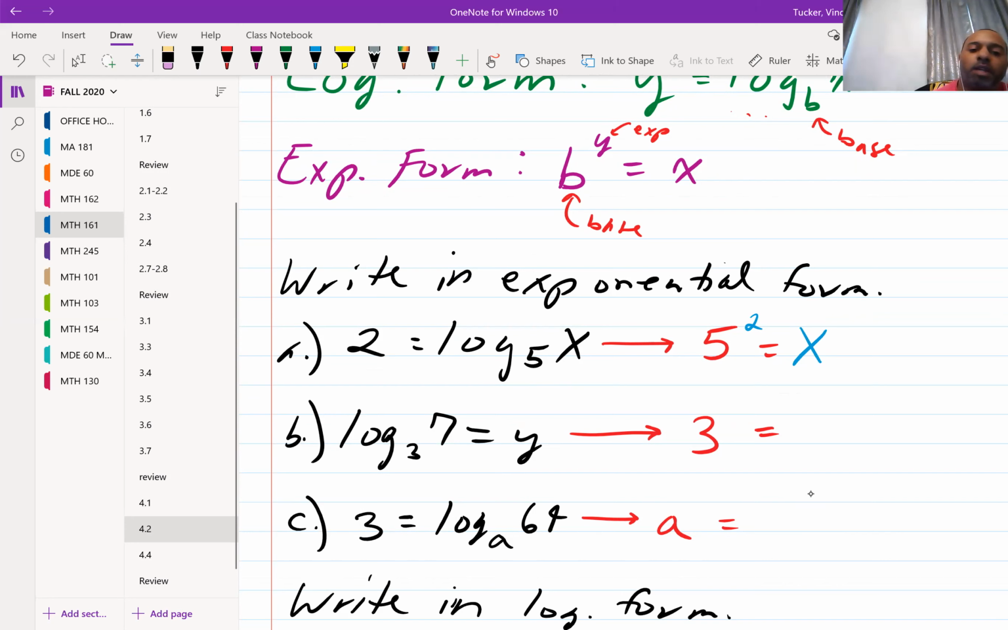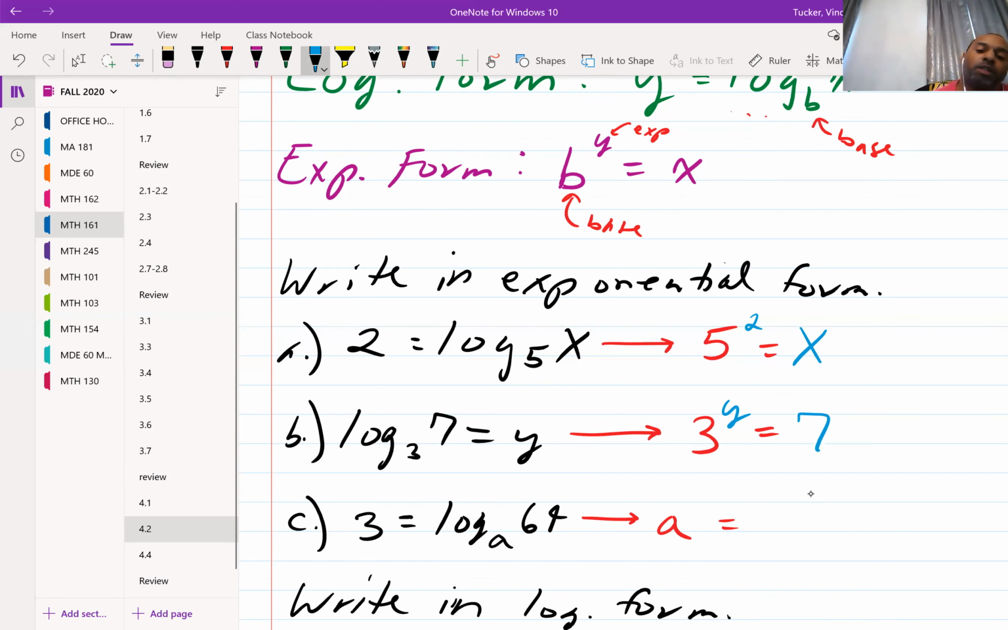All right, same thing here. Log base 3 of 7 is equal to y. 3 is my base, and my y will be my exponent. 7 will be what it's equal to, so that's 3 to the y power equal to 7.